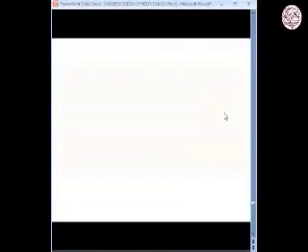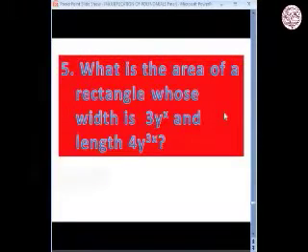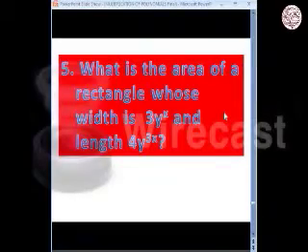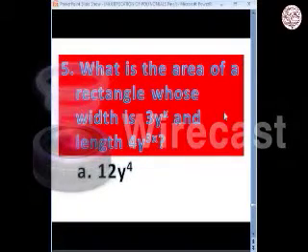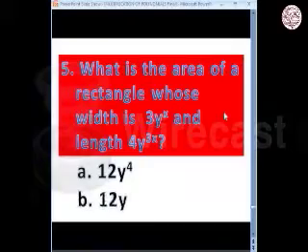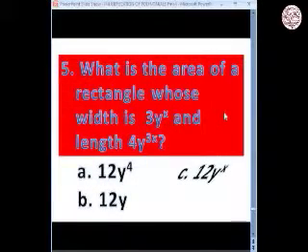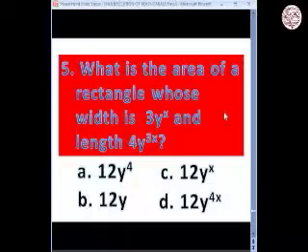Okay, here we go for the last number. What is the area of a rectangle whose width is 3y raised to x and length 4y raised to 3x? A, 12y raised to 4. B, 12y. C, 12y raised to x. And D, 12y raised to 4x.